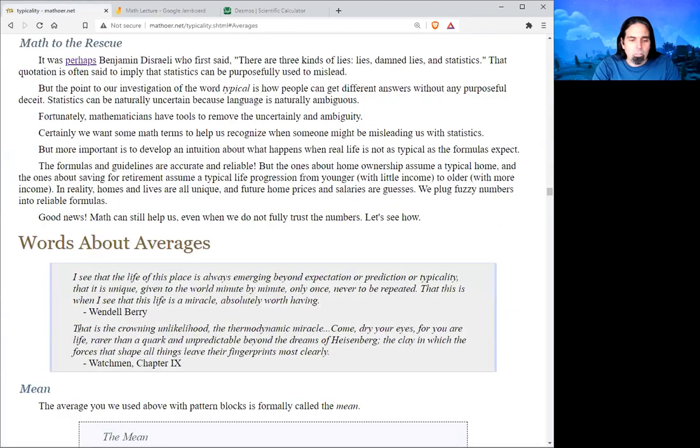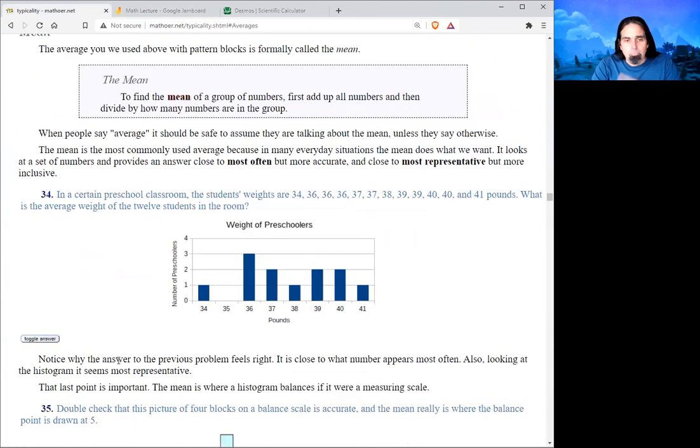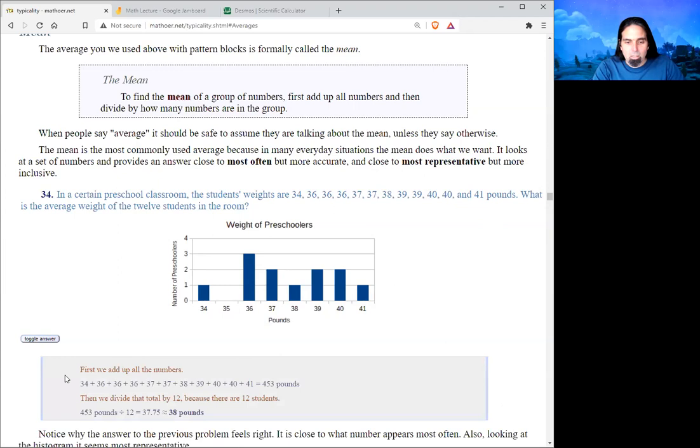So let's talk about this a little more carefully. The mean is often what is used for everyday situations to talk about the average. It, in many real life situations, provides an answer close to what's more often, or close to what is most representative. It's trying to be inclusive of the data set. So here's a bunch of preschoolers. One of them weighs 34 pounds, 3 weigh 36, 2 weigh 37, and so on. We could find the mean, the average weight. So you'd add up all the numbers, and then there's 12 of them, so we'd divide by 12.